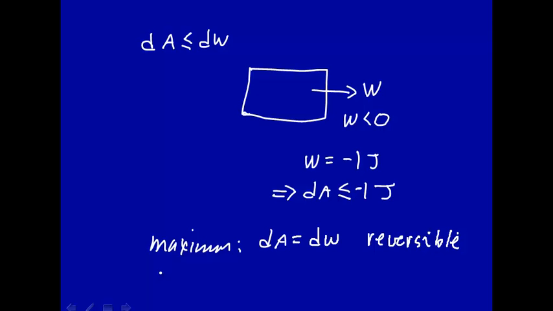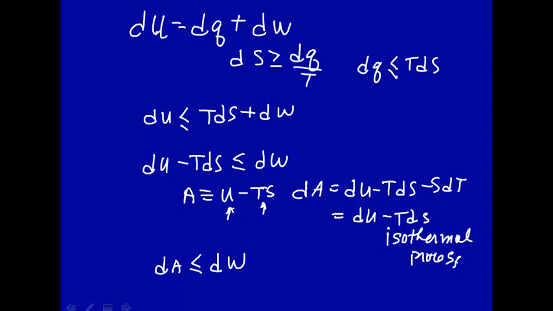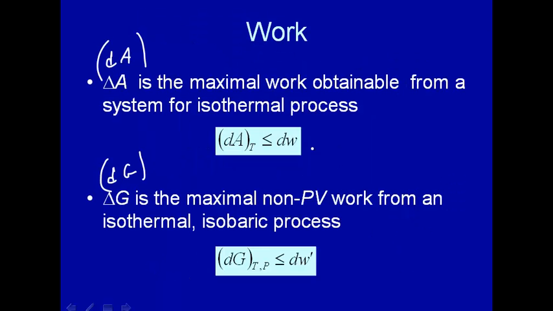And you get usually less work out because dA is less than dW for an irreversible or real process. So the Helmholtz free energy is the maximum amount of work you can get out of a system, and the only assumption we made here was isothermal. So that's what we mean by that. It's the maximum amount of work obtainable from a system from an isothermal process.